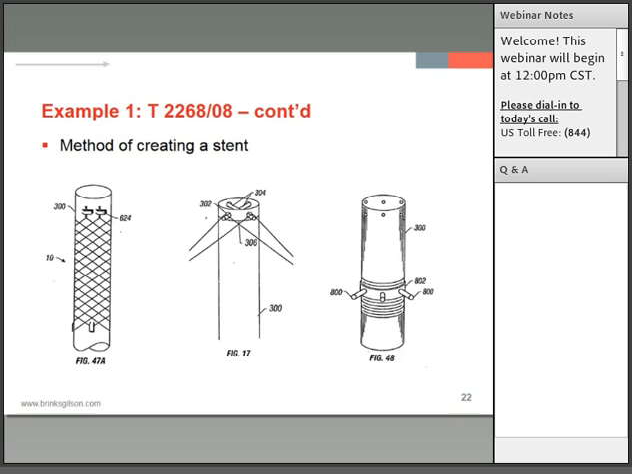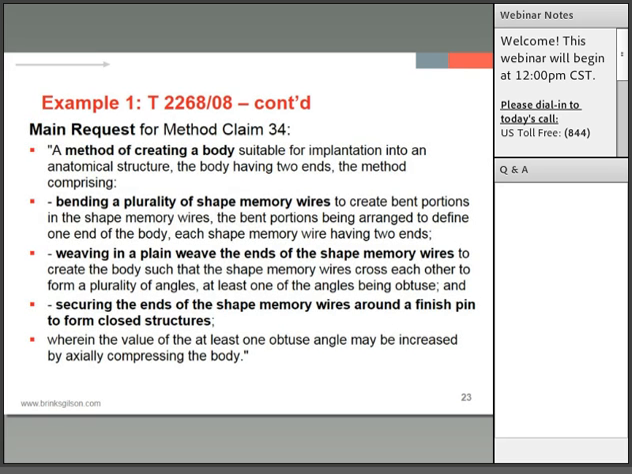where instead of the pins, there are little clamps. But the clamps were not claimed. The claims said that the body was created by securing the ends of the shape memory wires around a finish pin to form closed structures.